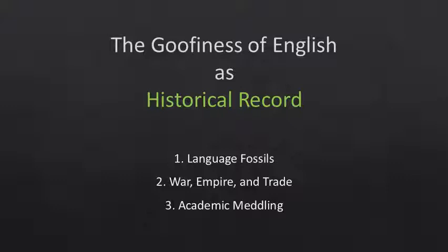First of all, language fossils. When you find, say, a silent letter, it's like digging up an arrowhead or a dinosaur femur. It tells you something about the past of the language. Second of all, irregularities are records of war, empire, trade. They're like the scars of past wars. And third, academic meddling. Cases in which people, I guess, like myself, reach into the language and change it for reasons that appear to be rational to them, though not always to us.